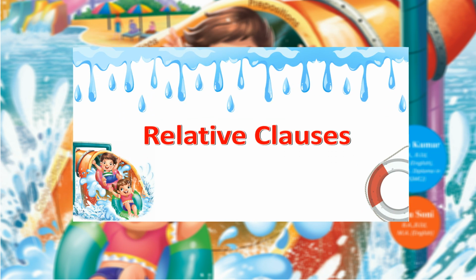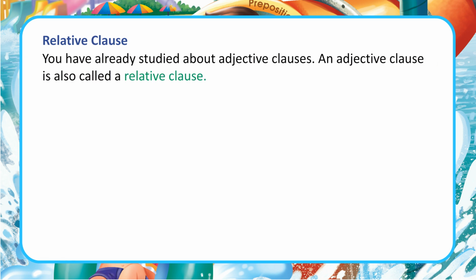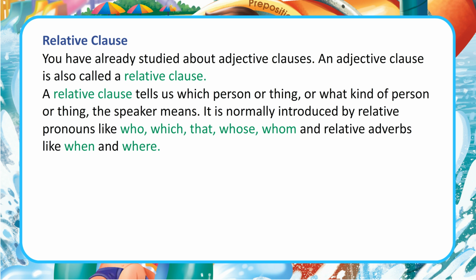Relative clauses. You have already studied adjective clauses. An adjective clause is also called a relative clause. A relative clause tells us which person or thing, or what kind of person or thing, the speaker means. It is normally introduced by relative pronouns like who, which, that, whose, whom, and relative adverbs like when and where.